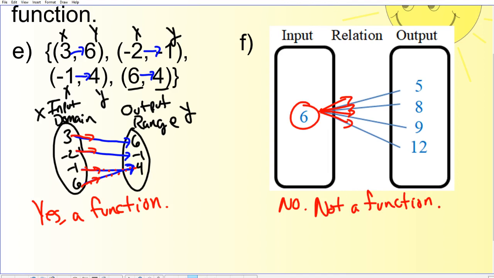Okay? So hopefully now you can tell by looking at a set of points, a table, a mapping diagram, whether something is or is not a function. I understand functions are still a little weird, and you don't really have a good grasp of it. You could probably identify if something is or is not a function, but we don't know what a function really is yet. Don't worry, we're getting to that. This whole unit is all about functions, okay?